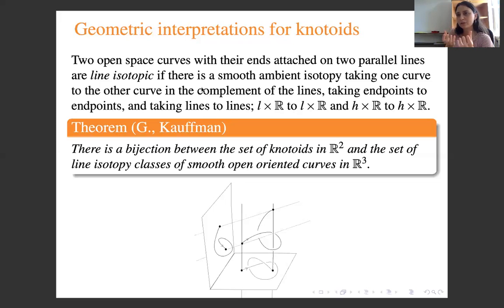So line isotopy suggests that we work with a particular plane to go to the knotoid in that plane. And actually, we have a bijection between the set of knotoids lying in some plane and the set of line isotopy classes of smooth open oriented curves in the three-dimensional space.